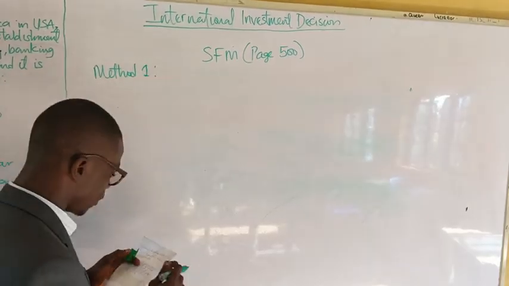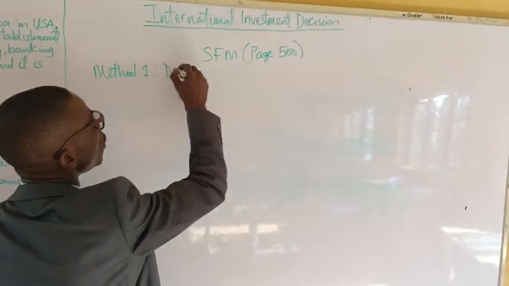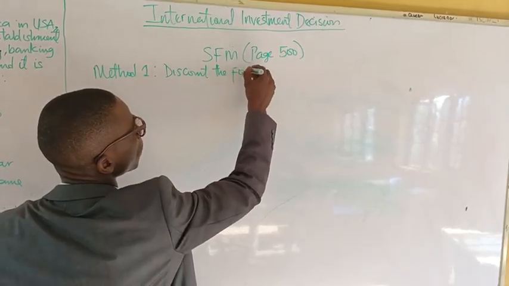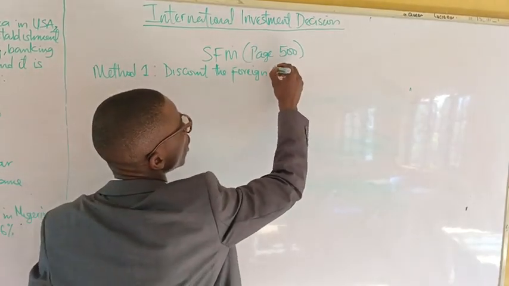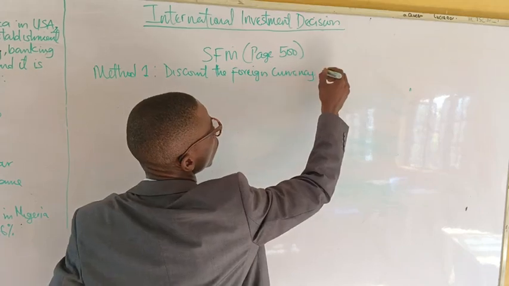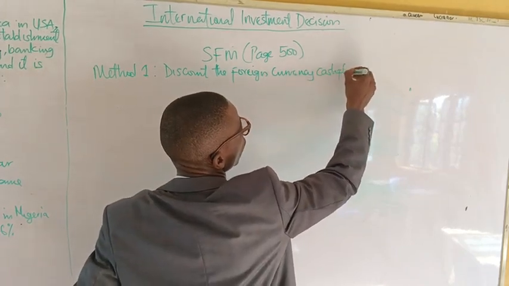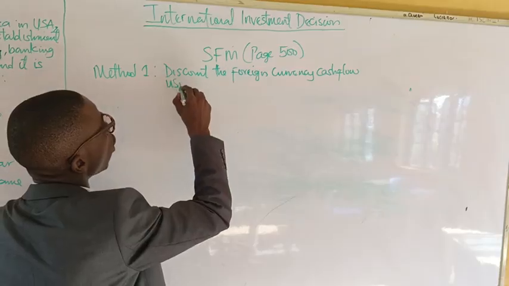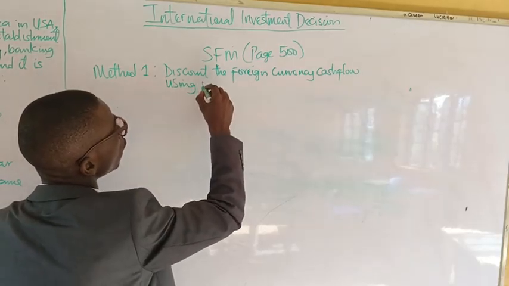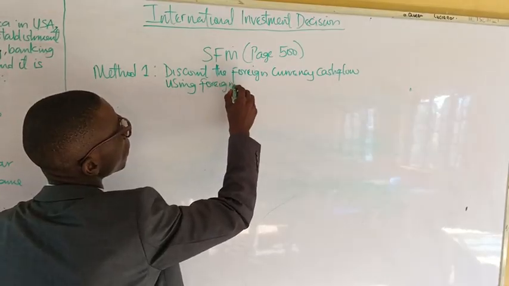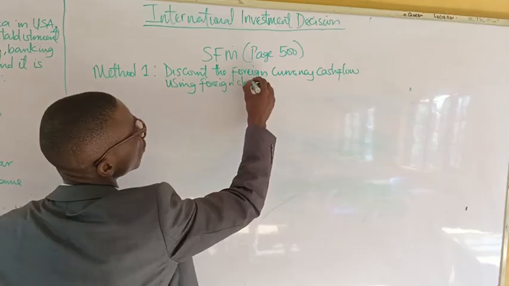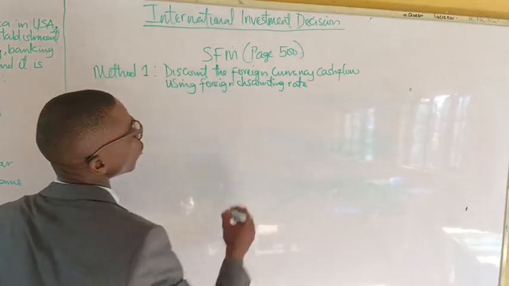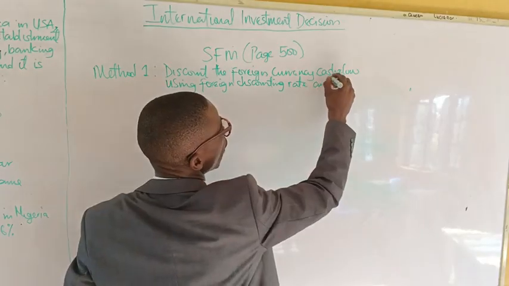Okay, method 1 says that you should discount the foreign currency cash flow. Are we together now? Using the foreign discounting rates. Are we together?